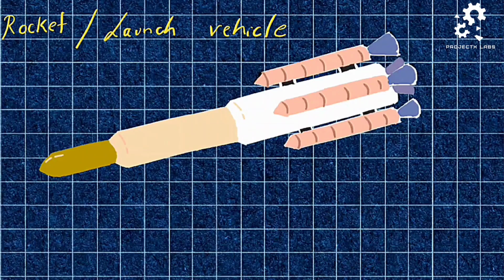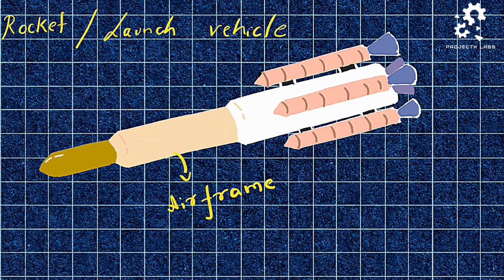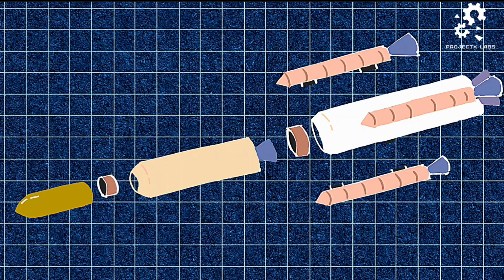Launch vehicle, commonly called a rocket, is used to carry satellite or spacecraft to outer space. It has a payload system and a propulsion system. These systems are held together by the airframe. Let us go through it in detail by parting it further.